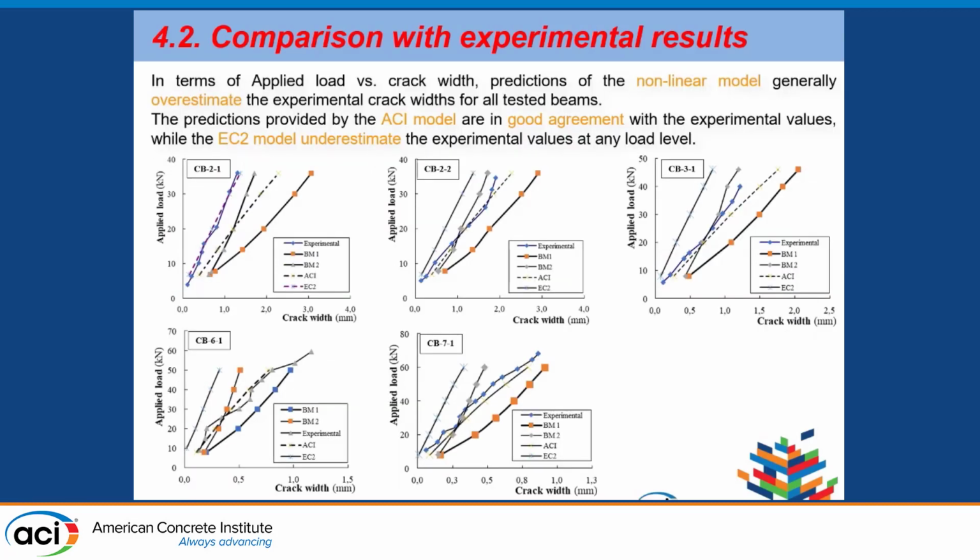Then, regarding the crack width, the author also evaluated the formula provided by the Eurocode. Some of the observations that can be made are that the Eurocode model consistently provides an underestimation of the experimental results. The results provided by the nonlinear model, I would say, sort of overestimate the experimental results, while the ACI model presents good agreement with what was observed experimentally.